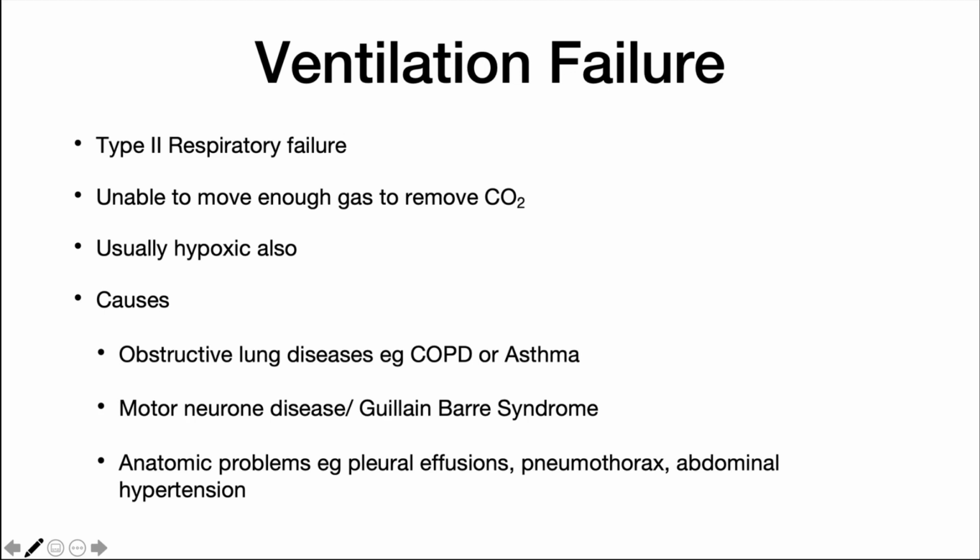Ventilation failure, also called type 2 respiratory failure, is essentially an inability to remove CO2. We have inadequate ventilation, and this can be caused by neurologic causes such as spinal cord injury, traumatic brain injury, overdose, and other conditions where the muscles are weak, such as Guillain-Barré syndrome. Muscular abnormalities resulting from myopathies or myasthenia gravis can also contribute to the failure of the patient to ventilate. Finally, anatomic causes such as pleural effusions, hemothorax, pneumothorax, flail chest, and abdominal hypertension may impair ventilation as they restrict the movement of the chest wall.